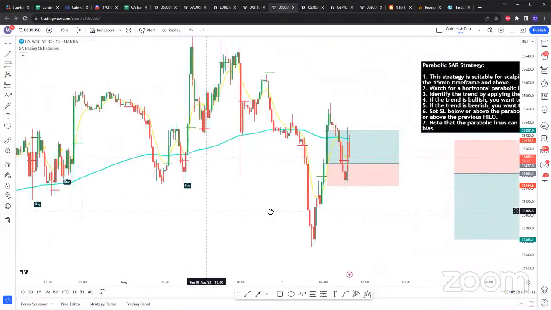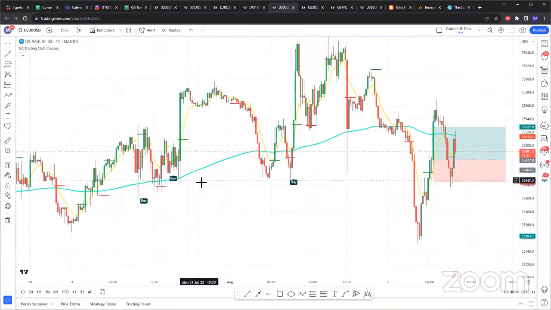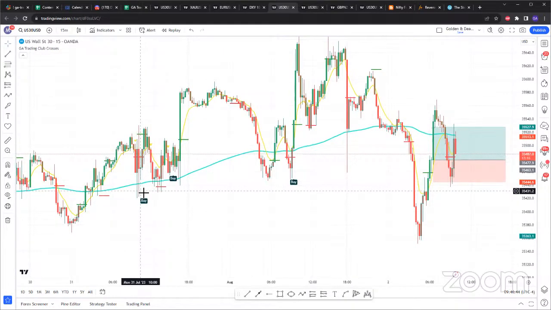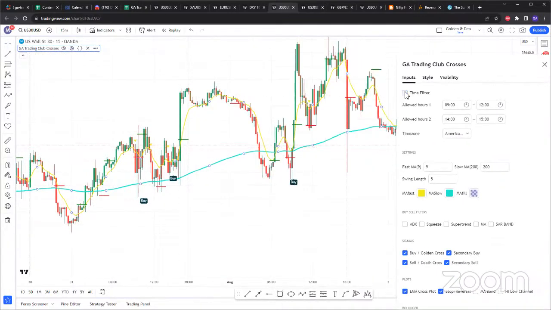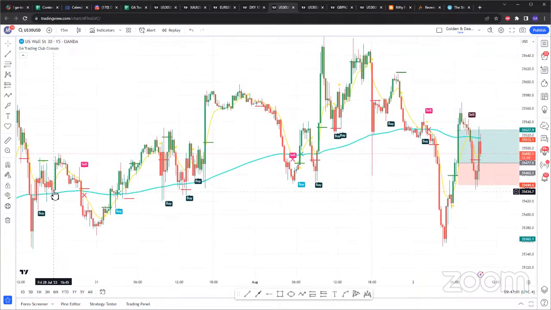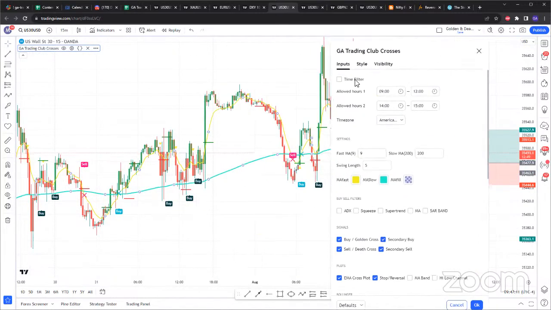Now, if we go back, we'll see that we did 9 to 12 and 2 to 3. Let's uncheck this and see where other signals could have been. Okay, so you see all these signals right here. These signals fall between 4:45, this one right here, and about 2.